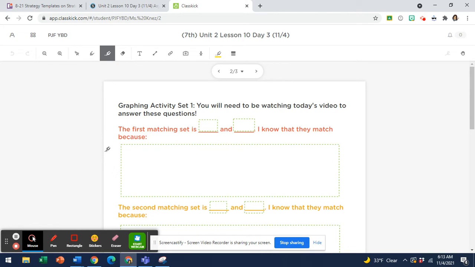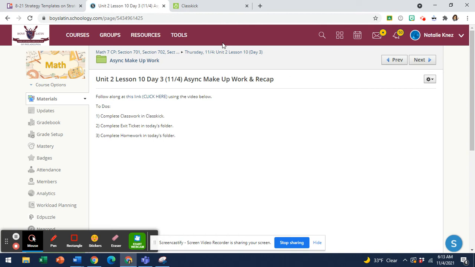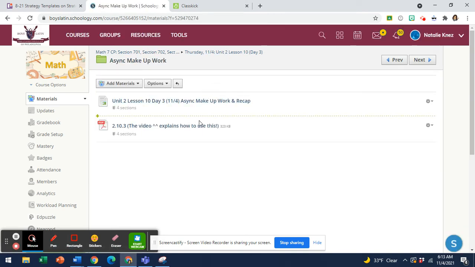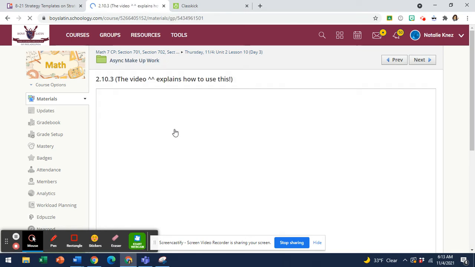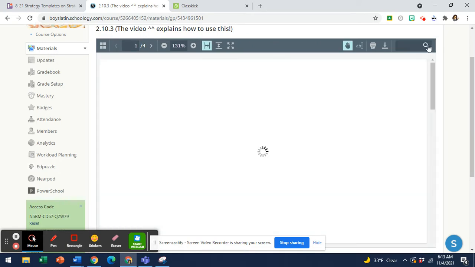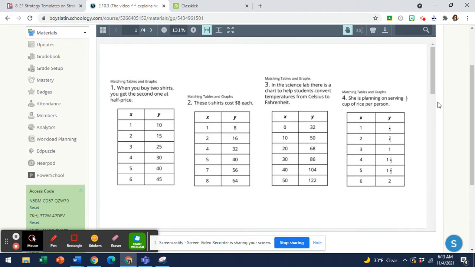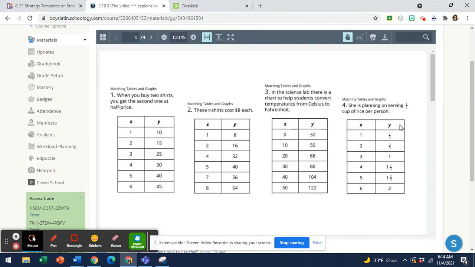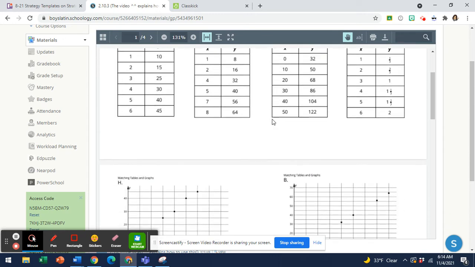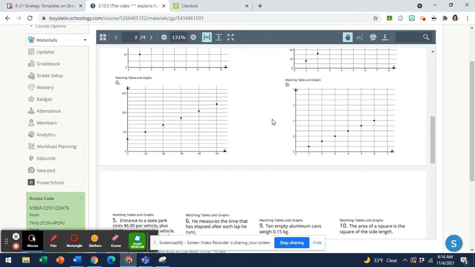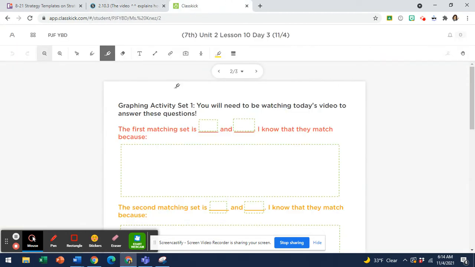In order to complete this activity, you'll need to have ClassKick open in one tab, and in the other tab, you need to go back to the async makeup work folder, so where you access today's makeup work, and click on the PDF. You can open the PDF in Schoology, or if you want to download it to your computer, there's a download button right here. There are 2 matching activities that you are going to complete today. The first activity is on pages 1 and 2, and the second activity is on pages 3 and 4.